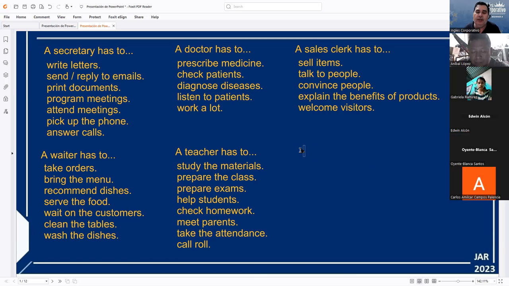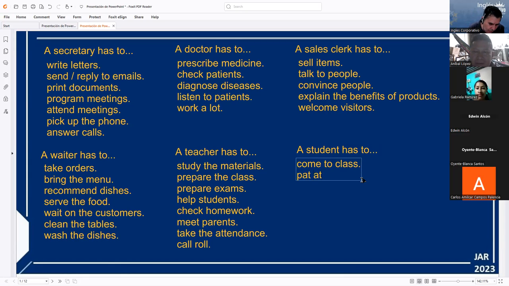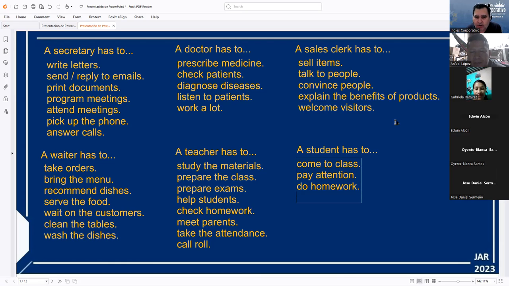What about the students? What does a student have to do? A student has to pay attention. Before, has to come to class. Has to come to class, pay attention, do the homework. Do homework. Pay attention. Ask about the topics. Okay, let me see. Present activities. Do homework. I write too slowly. Sorry. Okay, pay attention, do homework. What else? Ask questions, you say, right? Participate in activities.